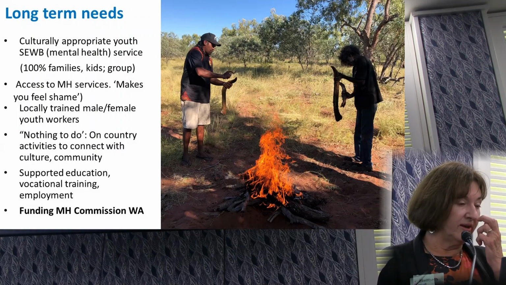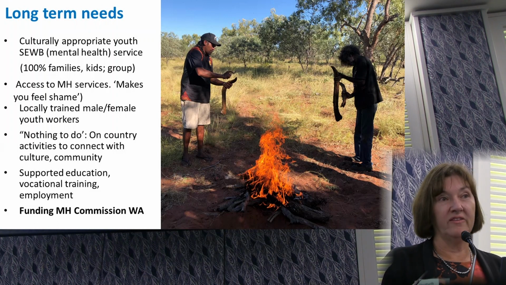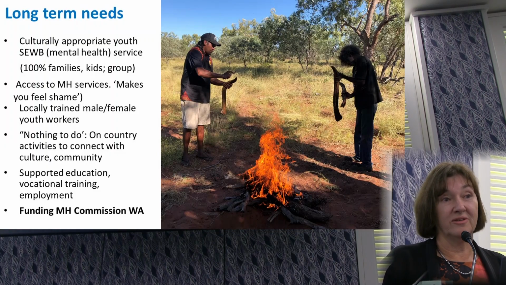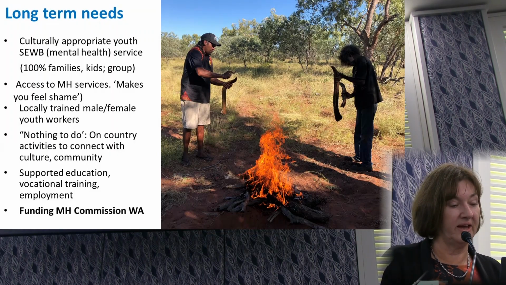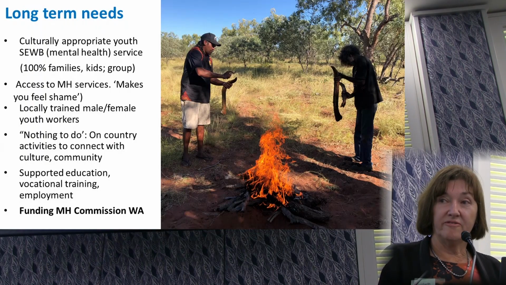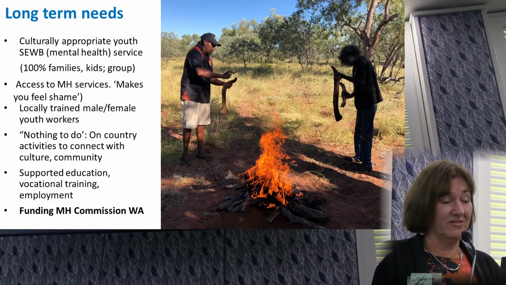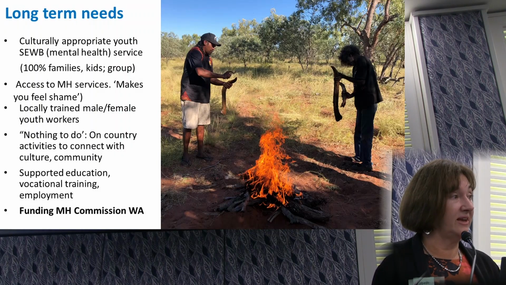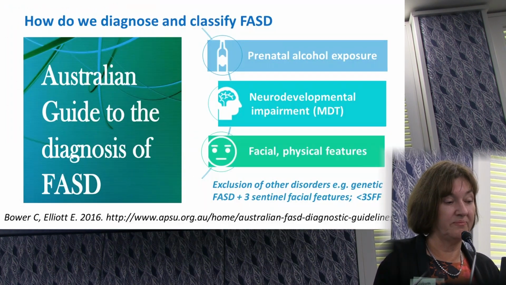So in the long term, we do need a culturally appropriate youth social and emotional wellbeing or mental health service for the community. And this was requested for 100% of the families and the kids that we interviewed. And I might say 10 years on, we got over 95% of the parents and the children from the original study participating. We were fortunate to get funding even before this study is reported from the Mental Health Commission of Western Australia. Many of them said, and we heard this morning again, there's nothing to do. And yet, with on-country activities, they connect with culture and community.